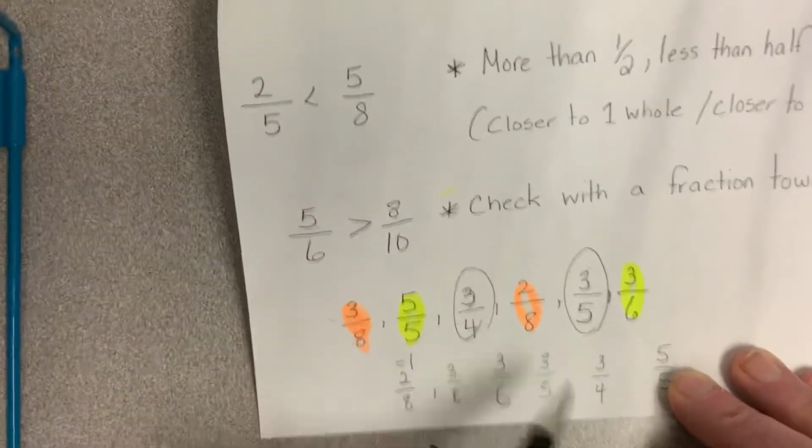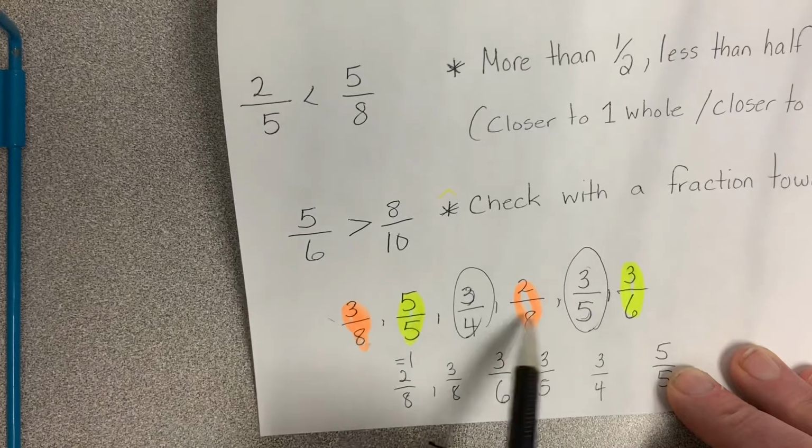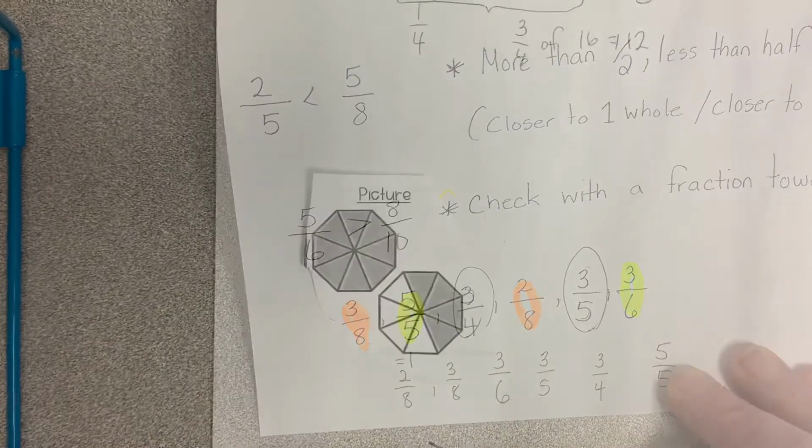So that's probably one of the most difficult things they're going to have to do on the test, is just put about 4 or 5 fractions in order from least to greatest.